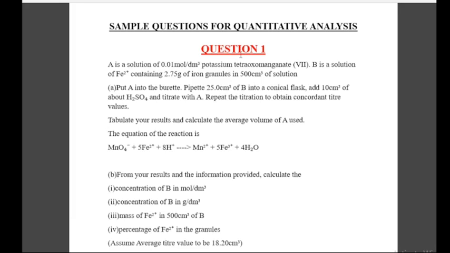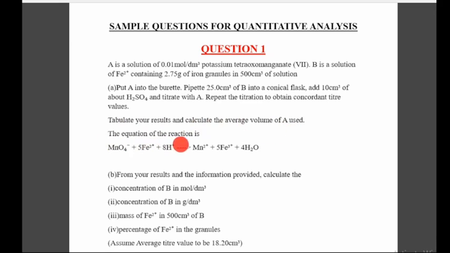So the sample question 1 that we have says: A is a solution of 0.01 mole per dm cube potassium tetraoxomanganate(VII). B is a solution of iron 2 plus containing 2.75 grams of iron granules in 500 centimeter cube of solution. Put A into the burette. Prepare 25 centimeter cube of B into a conical flask. Add 10 centimeter cube of H2SO4 and titrate with A. Repeat the titration to obtain concordant titer values, then tabulate your results and calculate the average volume of acid used.